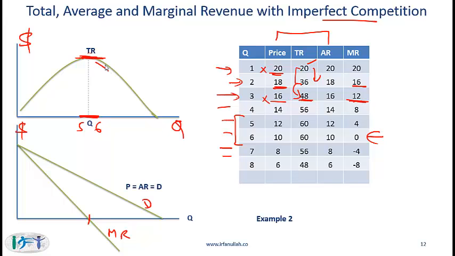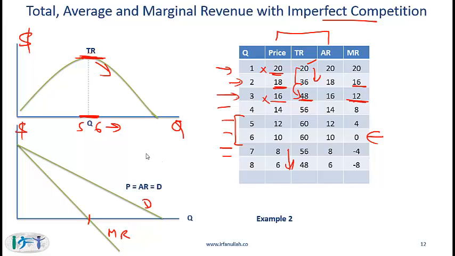After this point, what's happening? So as we increase the quantity above 6, the total revenue is coming down because the decrease in price over here in percentage terms is more than the increase in quantity, again in percentage terms. So hopefully these pictures make sense.